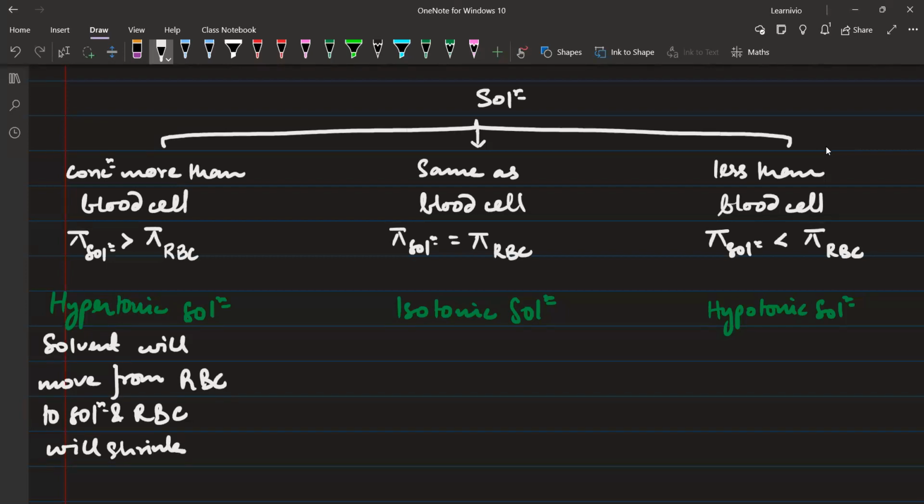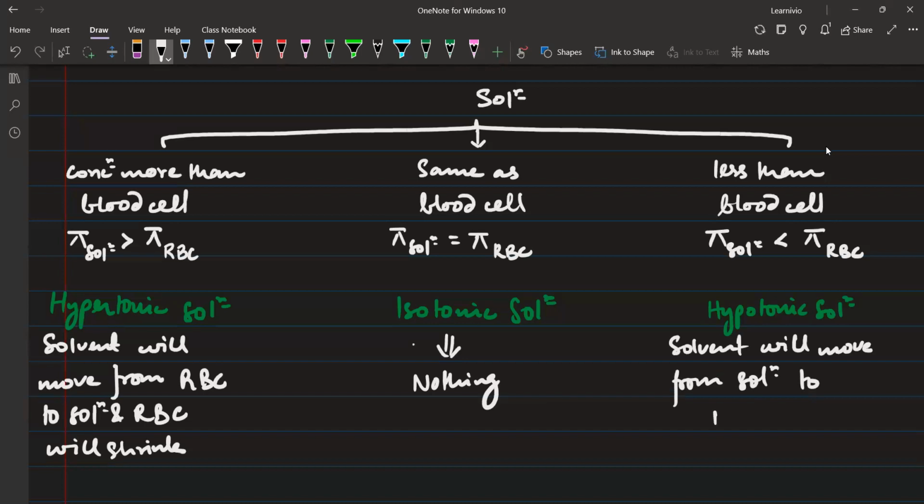When the solution concentration is more than the blood cell, the solvent moves from lower to higher concentration. In the isotonic case, nothing is going to happen. In the hypotonic case, the solvent will move from solution to RBC. Therefore, RBC will swell.